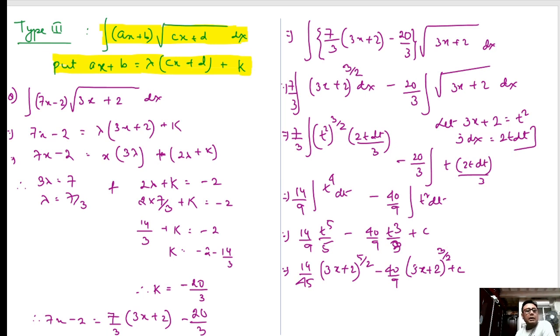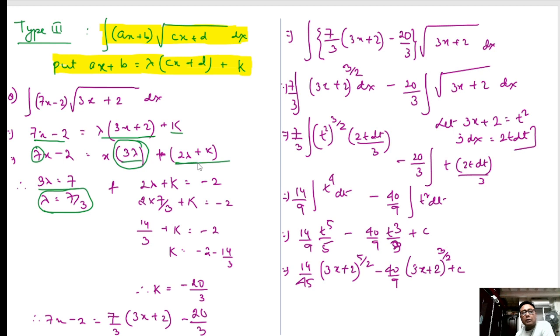So let's see how the sums are done. So this is the sum, that means this is my ax plus b. So ax plus b is lambda times cx plus d plus k. Now separating the x part and the constant part. So we see our x part's coefficient is this and their x part's coefficient is this. So 3 lambda equal to 7. So lambda equal to 7 by 3.